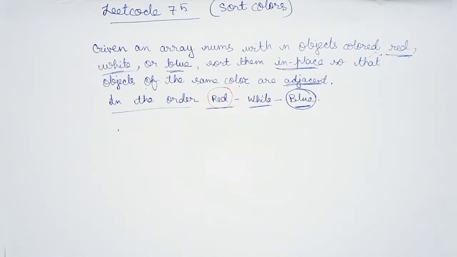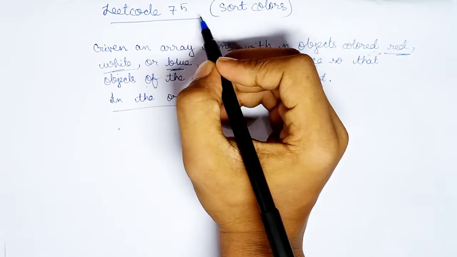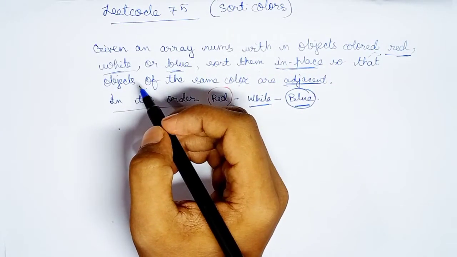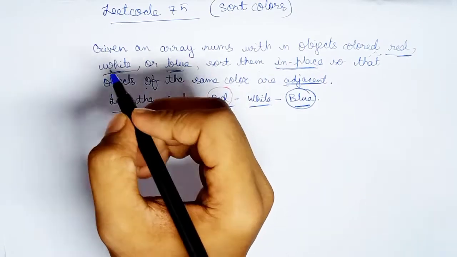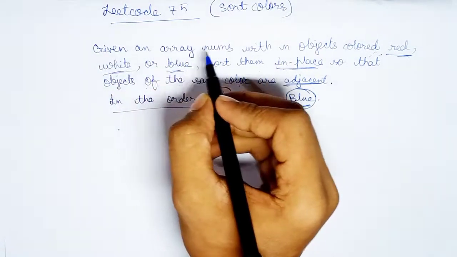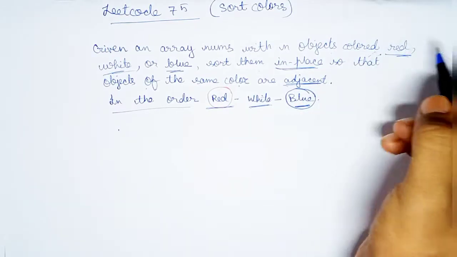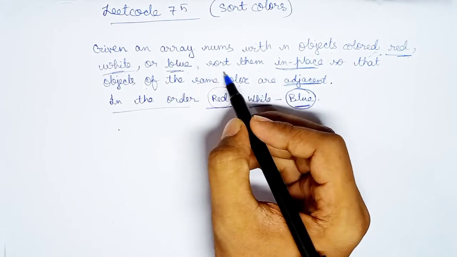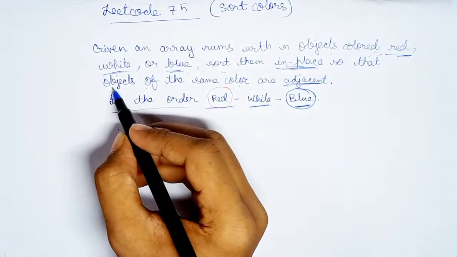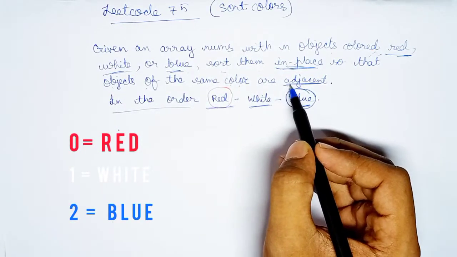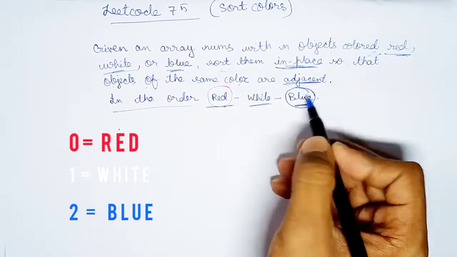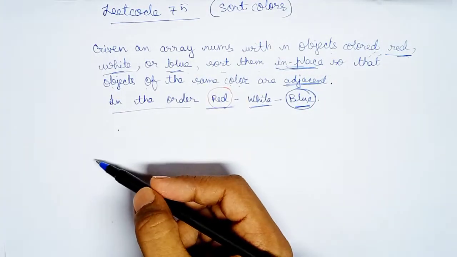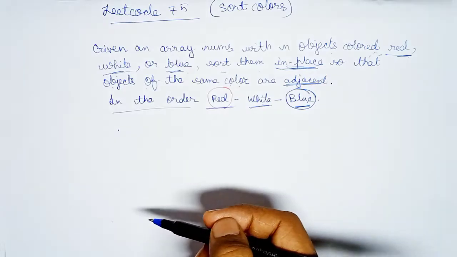So today we will be solving LeetCode 75, Sort Colors. This is a question related to the arrays topic. Today we will continue with our array playlist. The question says, given an array nums with n objects colored red, white or blue, we have to sort them in place so that objects of the same colors are adjacent to each other. The order should be maintained: red, white, blue. Let's see an example and understand how this question works.